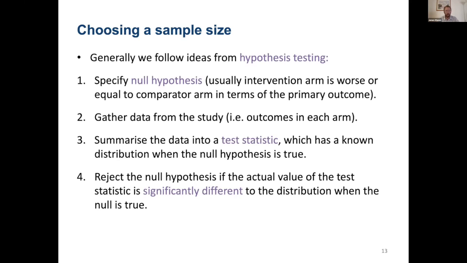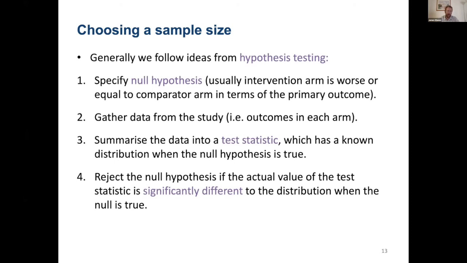So generally, the null hypothesis would be the more conservative assumption that the new intervention arm is worse or equal to the comparator arm in terms of the primary outcome we've chosen. And we are doing the trial with the objective of rejecting this null hypothesis if it's not true. Then we're going to gather data from the study, so the outcomes in each arm, and we're going to summarize this data into what we call a test statistic.